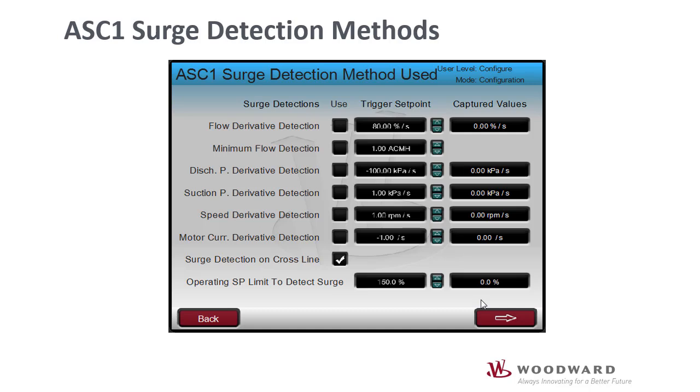This page defines the surge detection methods. Do we want surge detection of flow derivative, minimum flow, discharge pressure, speed derivative? The most common, other than surge detection on cross line, is speed derivative detection. Another one is motor current derivative detection. Since we don't know the process condition, at this stage during configuration we can leave surge detection on cross line checked and go to the next stage.